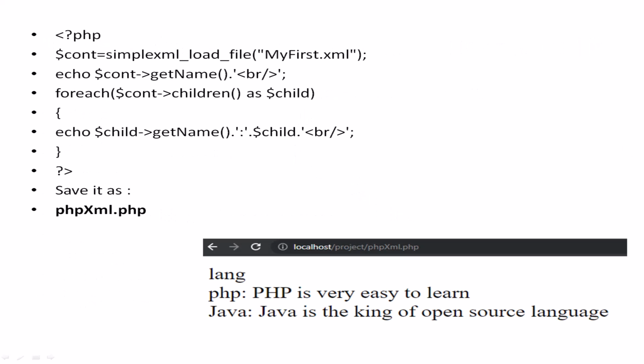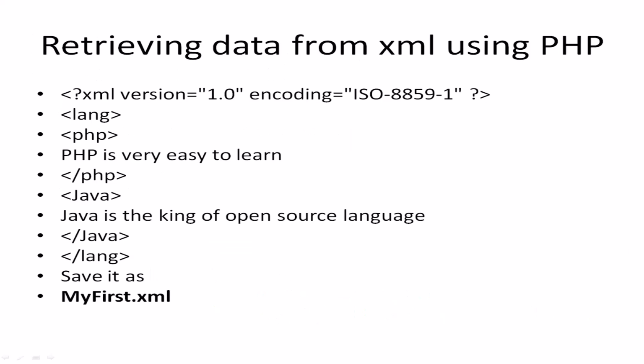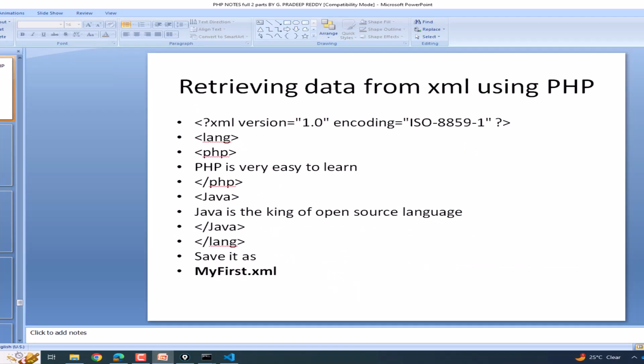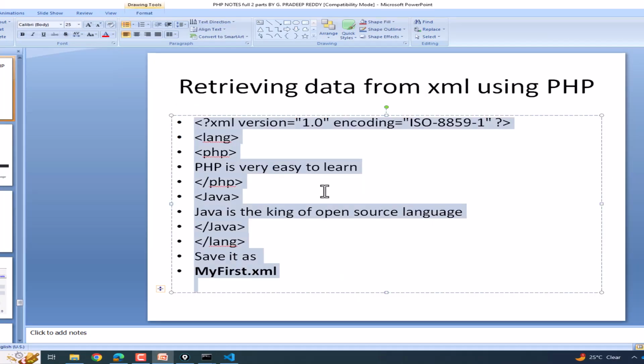Next, we are using a foreach loop. The content will be mapped to the children, so then it has a child. From root to leaf node, we are going to retrieve all the values. Child get name is going to get the name of all the children. Finally, it is going to show whatever text you have given over here, so that will be retrieved. The main thing is you need to save this program as my first.xml.